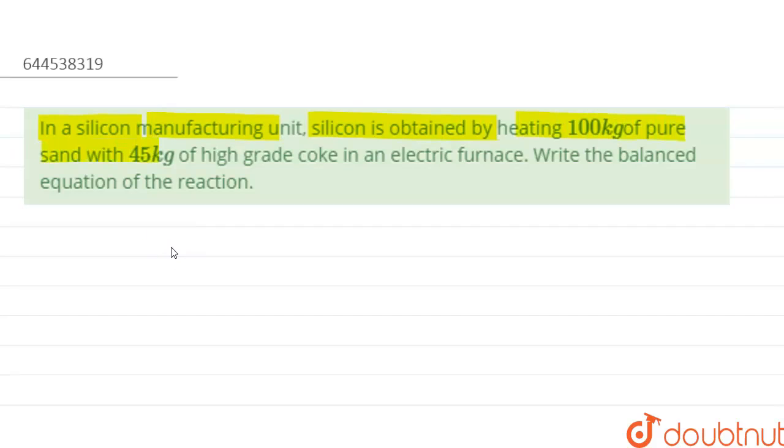The question is, in a silicon manufacturing unit, silicon is obtained by heating 100 kg of pure sand with 45 kg of high-grade coke in an electric furnace. Write the balanced equation of the reaction.